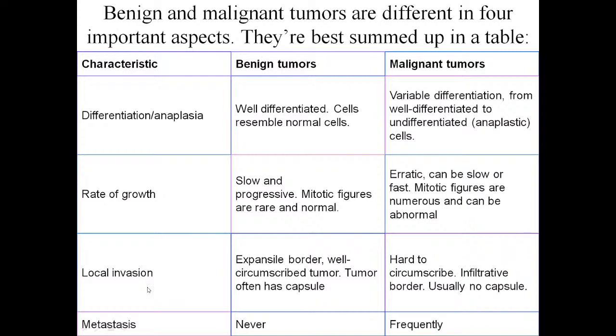Local invasion. Benign tumors are expansile with bordered, well circumscribed margins, and the tumor often has a capsule. But a malignant tumor is hard to circumscribe, has infiltrating borders, and usually no capsule. And the difference for metastasis: a benign tumor never has metastasis, and a malignant tumor frequently has metastasis. This is the difference between benign and malignant tumors.